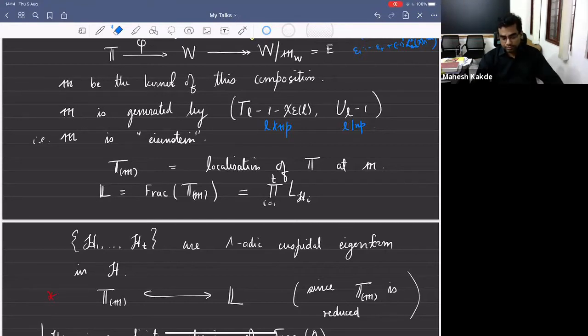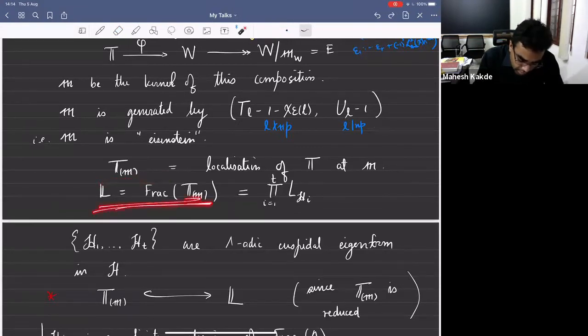This is just like what happens over the complex numbers. The cuspidal eigenforms are parametrized by maps from the Hecke algebra into C, and the same thing happens for lambda-adic forms, and I'm killing off all those other cusp forms which are not Eisenstein. This is a standard thing that one does. So I'm killing off everything which is not Eisenstein.